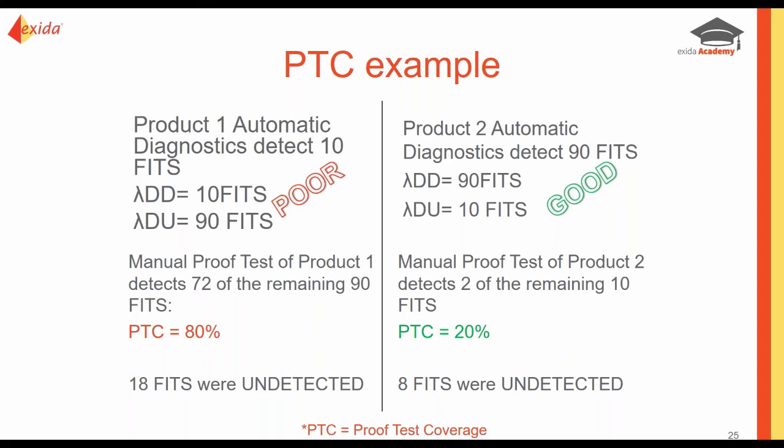So make sure you are comparing apples to apples, and don't just compare proof test coverage. Make sure you know the automatic diagnostics when you are comparing proof test coverages for the two products. And never use just proof test coverage as a measure of quality of a product. Usually the opposite is true. You want good automatic diagnostics. You don't want to rely on your manual proof test coverage when you're picking products.